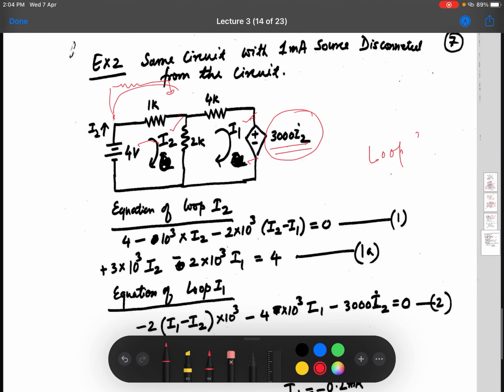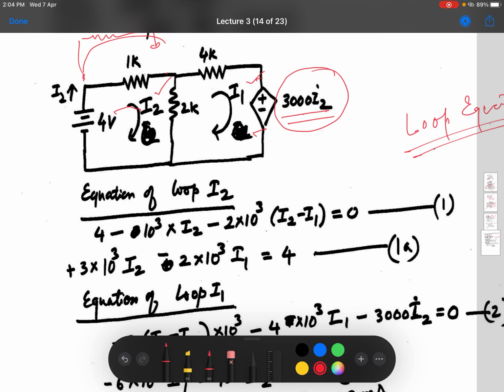So here we can write loop equations for current. This is an example with a dependent source. I hope you remember how to write loop equations. First I am writing the loop equation for I2. Start with a rise in voltage, 4 positive, then a drop in voltage, 1k into I2, with a negative sign because there is a drop. Then this is the second drop, so I2 minus I1 is the current flowing into it, and minus 2 into 10 raised to power 3.